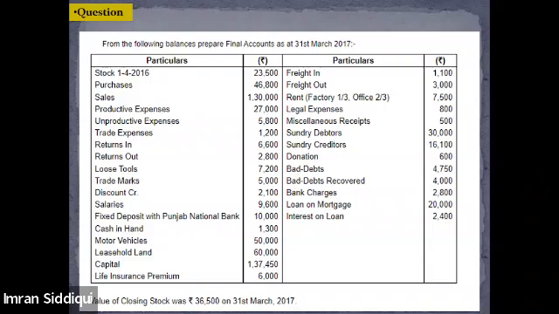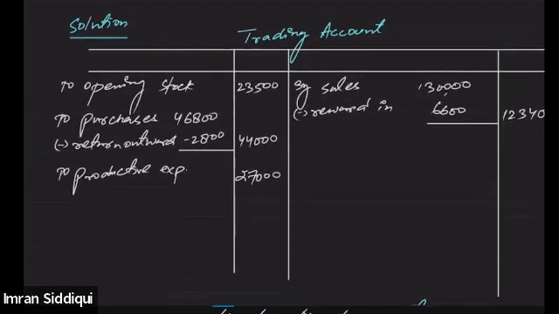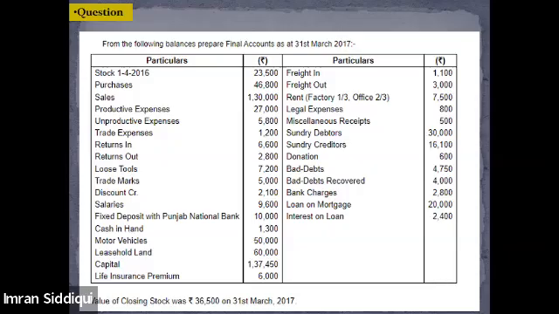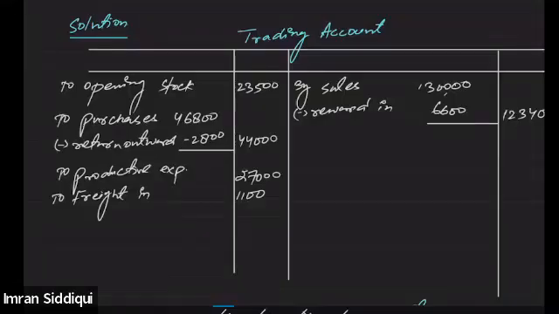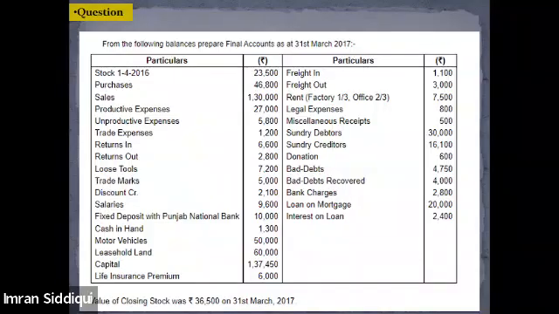Freight in is a direct expense. It will be recorded in which account? Trading account. So freight in basically means freight inward. $1,100. Then freight out. Freight out is an indirect expense which we record in the profit and loss account on the debit side. Freight out is 3,000.